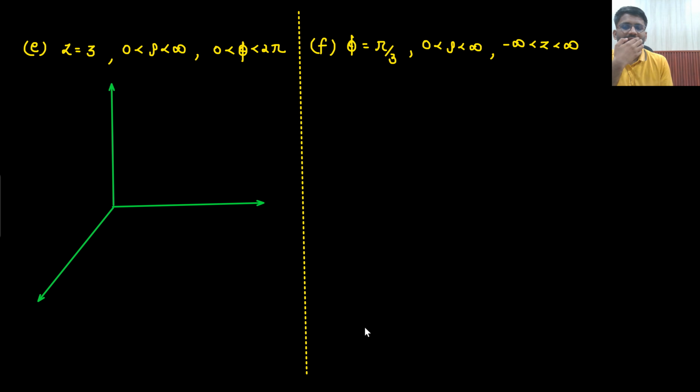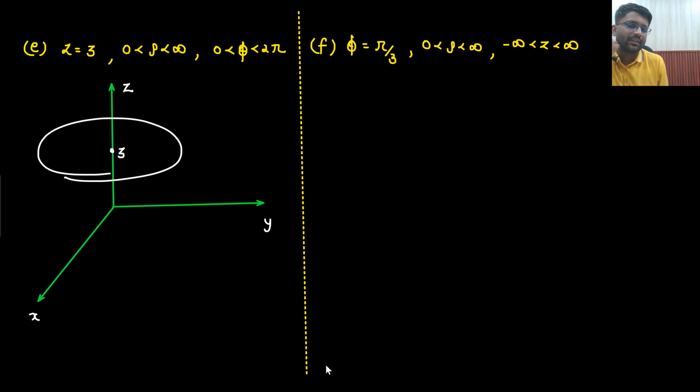Understandable? Let's go to the next one. z equals 3 is fixed. Rest everything is varying. This is z, this is x, this is y. Rho is varying from 0 to infinity, and phi is varying from 0 to 2 pi, which around z gives a circle. And rho is varying 0, 1, 2, 3, 4, 5, up to 10. In that manner it will be varying.